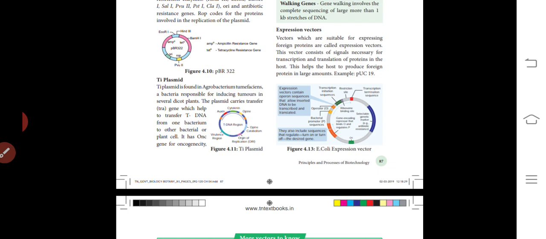So this is the plant DNA with the desirable traits. That is the transfer of T-DNA from one bacterium into the other bacterium. Which disease? Tumors. Identify the tumors. The plasmid of Agrobacterium tumefaciens, this bacterium, causes tumors in dicot plants.